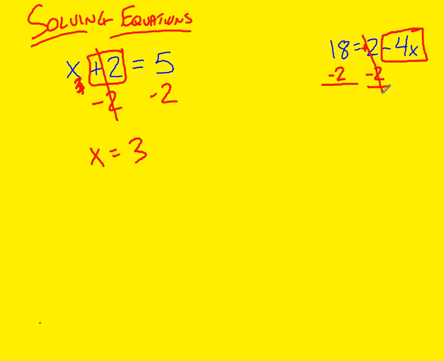So what that does, we'll get rid of the 2 and negative 2. This gives me 16 equals, keep that negative, negative 4x. Now I have an equation that says negative 4 times x equals 16. To undo that, the opposite of multiplication is division. So divide both sides by negative 4 gives you x will equal negative 4, because 16 divided by negative 4 is negative 4.